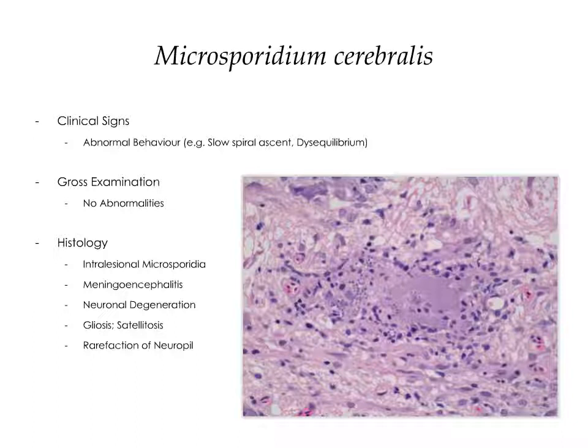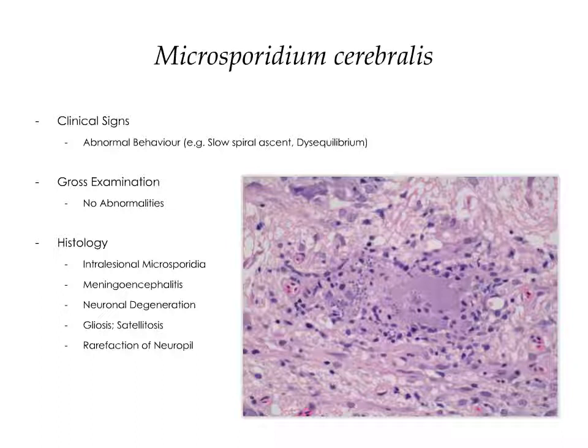Clinical signs associated with infection include abnormal behavior. Examples of abnormal behavior include slow spiral ascent and disequilibrium. There are no obvious abnormalities on gross examination. Histologically, there are large numbers of intralesional microsporidia within the central nervous system. The infection is associated with meningoencephalitis, neuronal degeneration, gliosis, satellitosis, and rarefaction of the neuropil.